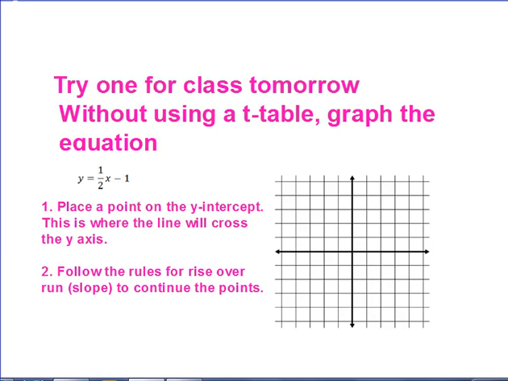Now, I'd like for you to try this one for class tomorrow. Follow the steps, find the y-intercept, use the rise over run, and we'll check it in class tomorrow.